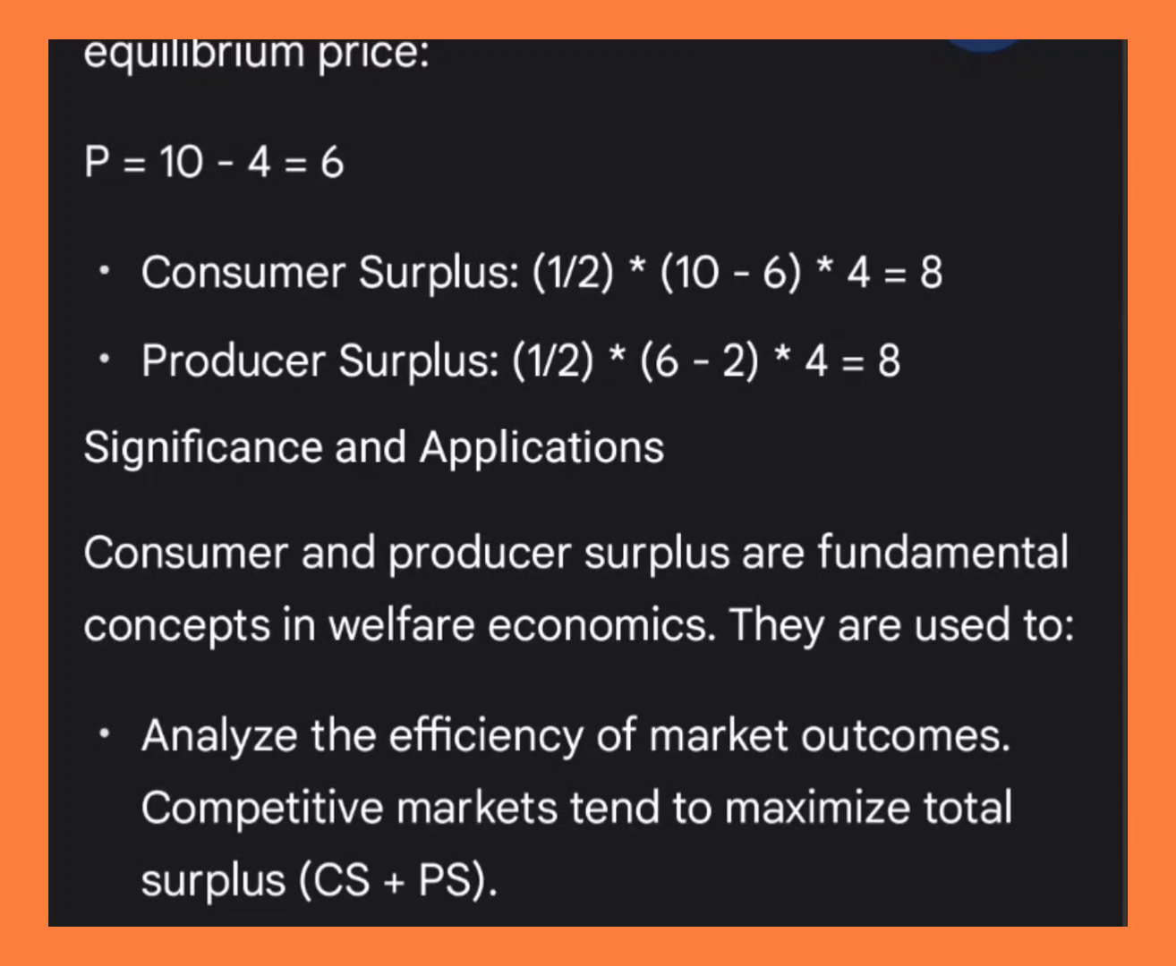Consumer surplus equals 1/2 times (10 minus 6) times 4, which equals 8. Producer surplus equals 1/2 times (6 minus 2) times 4, which equals 8.